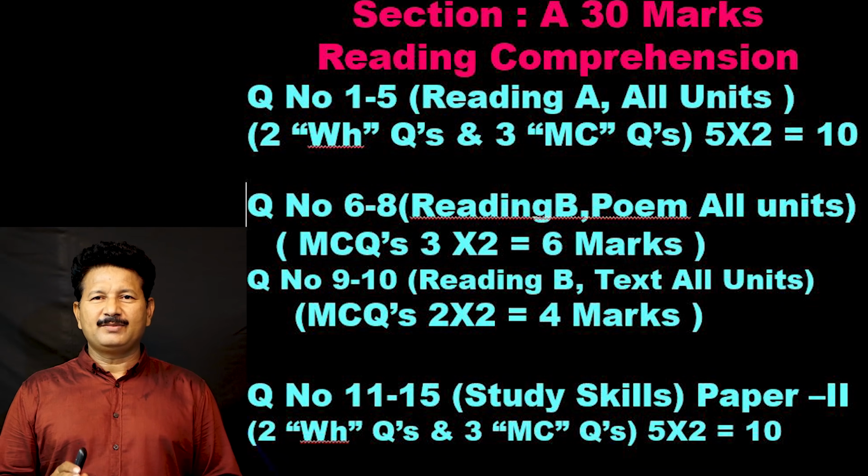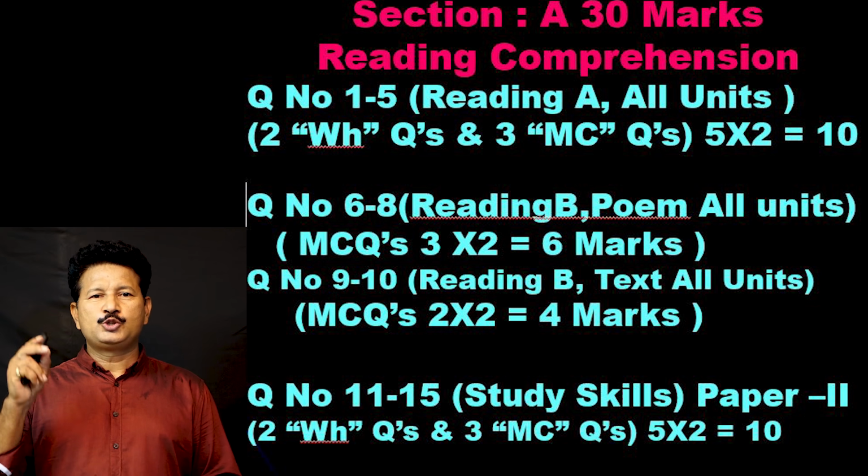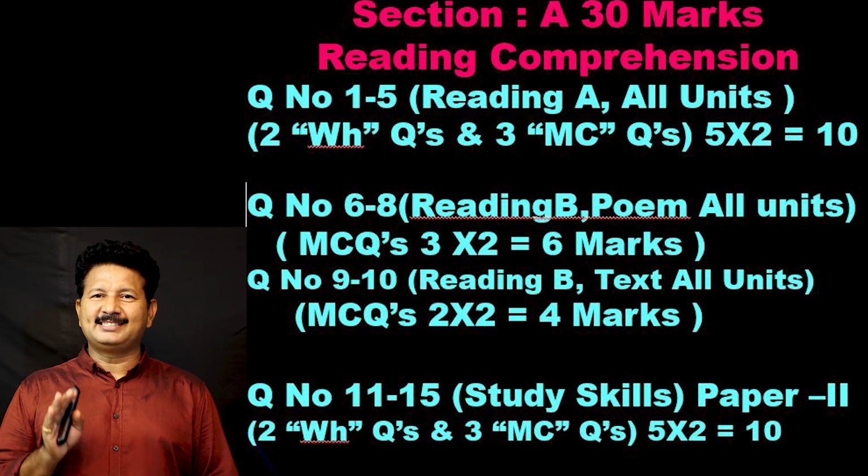Section A, reading comprehension, 30 marks. Out of these 30 marks, for question numbers 1 to 5, we'll get 5 questions: 2 WH questions and 3 multiple choice questions, and each question carries 2 marks. So 5 questions, 10 marks, and the syllabus reference is Reading A, all units from our 10th class reader.